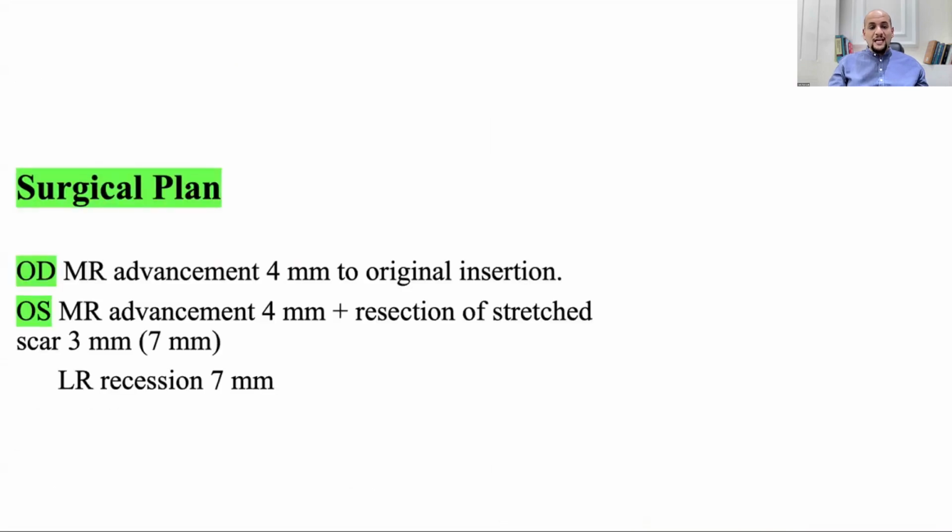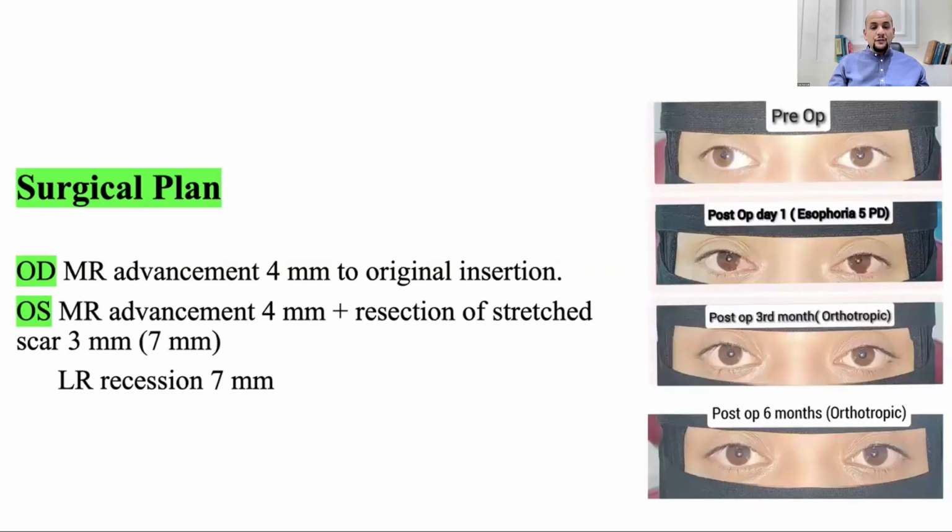So what I had done: medial rectus advancement, 4 millimeters in the right eye and 4 millimeters in the left eye with resection of the stretched scar. And that is a very important point. Whenever you have a stretched scar in a patient with consecutive exotropia, you need to resect this stretched scar and put your sutures in the proper muscle, with lateral rectus recession of 7 millimeters. And that is the patient post-op. She had very small esophoria, which improved over time.